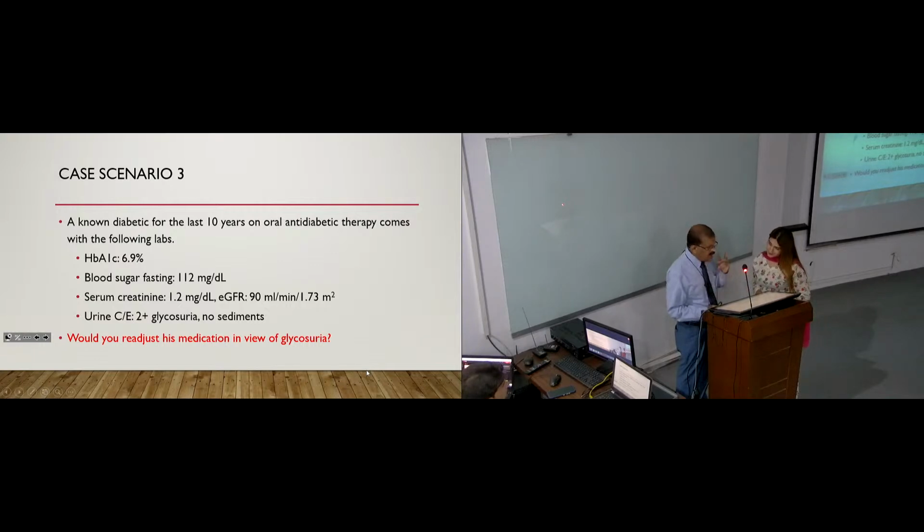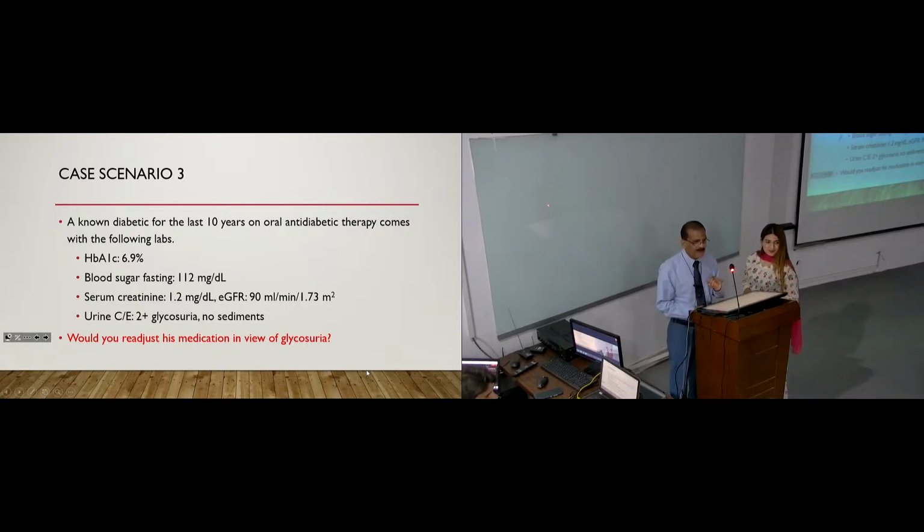Can you think of some other possible cause of glycosuria with normal glycemic control? He is on oral anti-diabetic therapy. Is there any diabetes medicine which causes glycosuria? Which one? Anybody? Is there any medicine which gives you very good control?